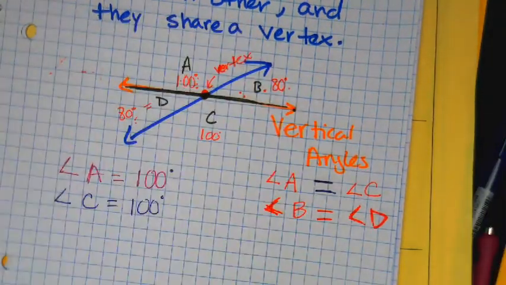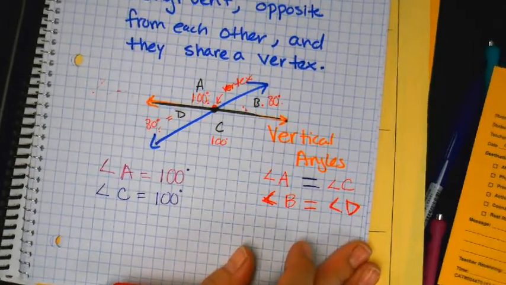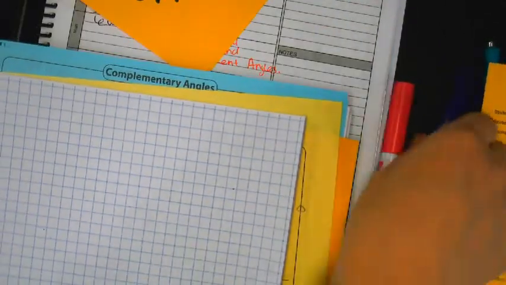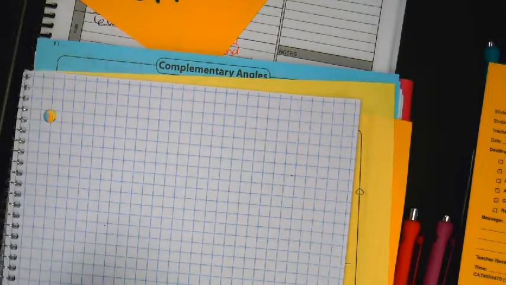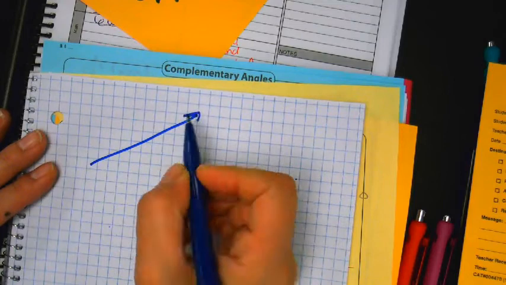What is a circle equal to? All right, so let's practice some more. Diego? 360, very good.